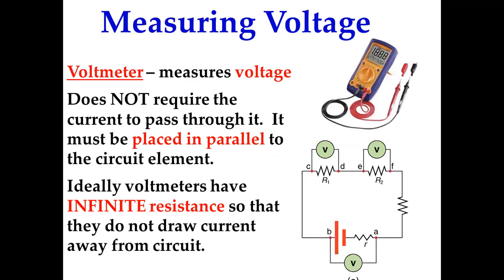Now the voltmeter measures the voltage. It does not require current to pass through it. It must be placed in parallel to the circuit element. They have a lot of resistance, which is actually infinite, so they do not draw current away from the circuit. If we have a lot of resistance, there will be no current flow. So they have infinite resistance.